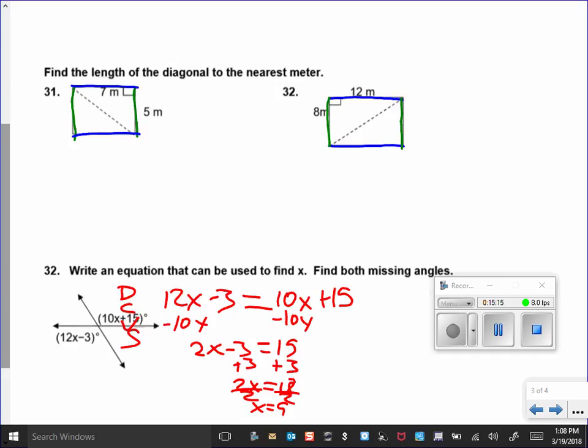Why does this work? Because if this is angle A and this is angle B, we know that angle A is equal to angle B because they are congruent angles.